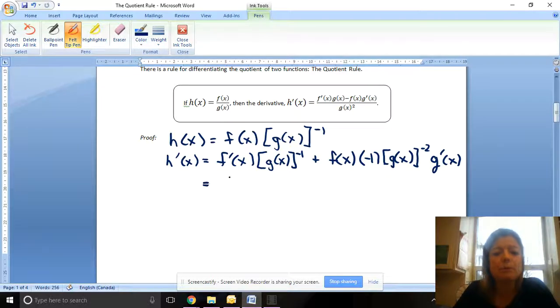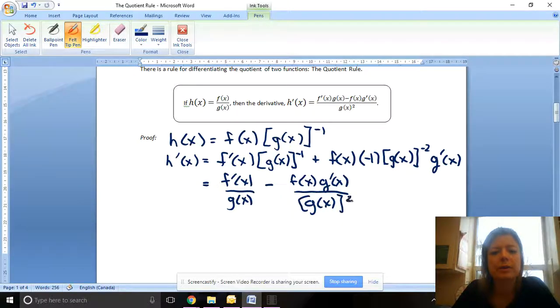So then we go about simplifying it. So this becomes f prime at x over g at x. Okay, and now look at all this stuff that happens here. It's always this minus here, so we can subtract f at x times g prime at x all over g at x all squared.